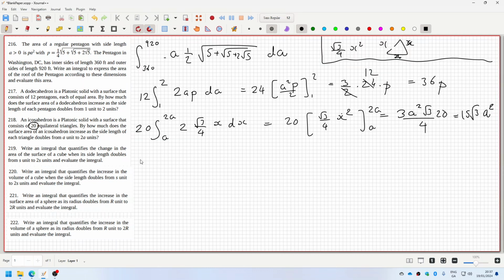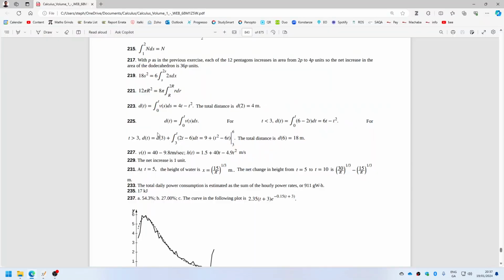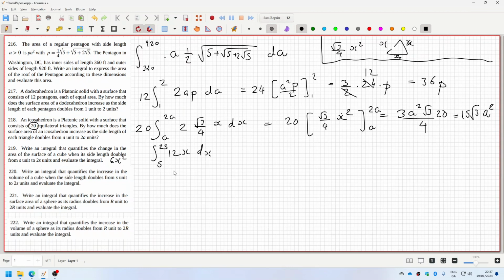Write an integral that quantifies the change in the area of the surface of a cube when its side length doubles from s to 2s. So the surface area of a cube is 6x squared. So that would be 12x dx. Let's check that one. 219. Yeah, 12x. I can take the 6 out. Okay, so that one's definitely right.